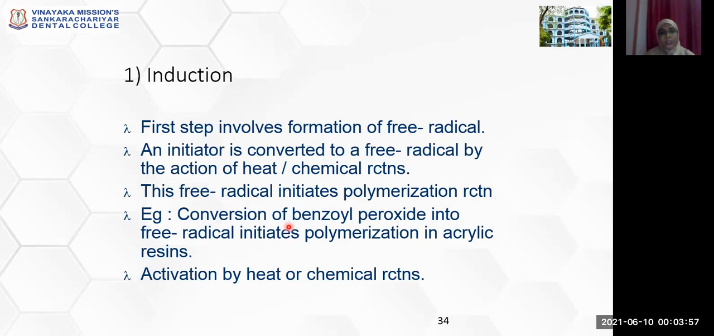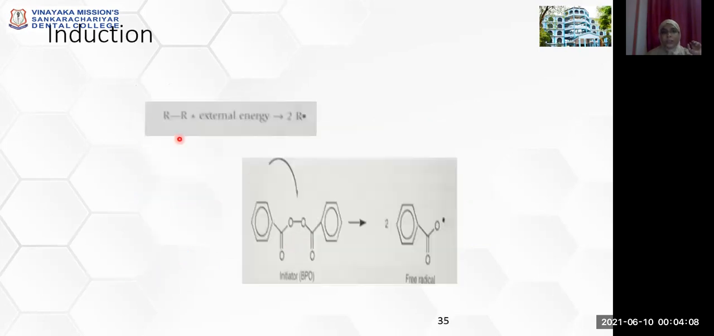As I told you, induction is the first step. You have an initiator and this gets converted to a free radical by means of an activator. Here this RR, which is benzoyl peroxide, when it gets energized by means of a chemical or by means of heat, it breaks to form 2R by release of a free radical. This black dot you see is the free radical, and this is the chemical structure of benzoyl peroxide. This is how it is after activation. Once it gets activated, a free radical gets released.